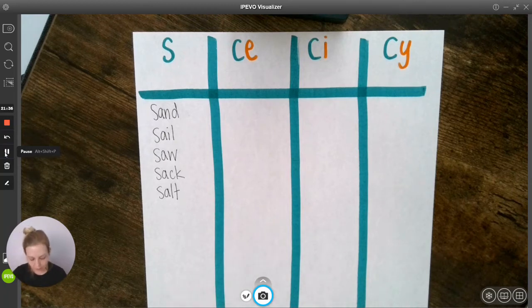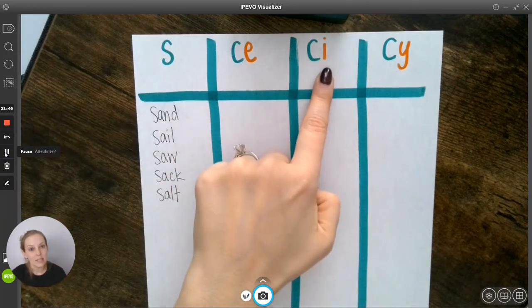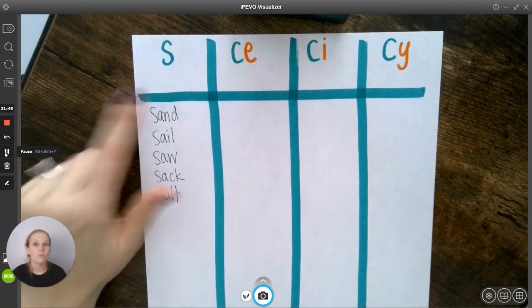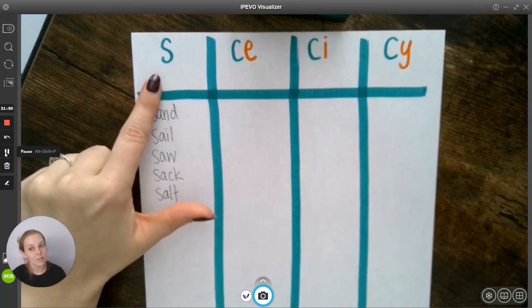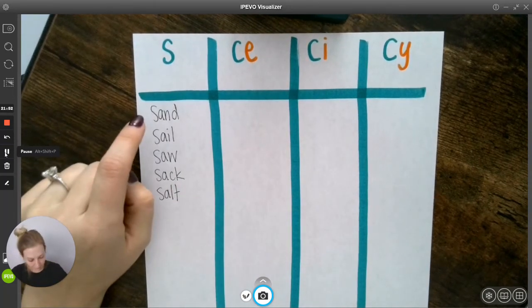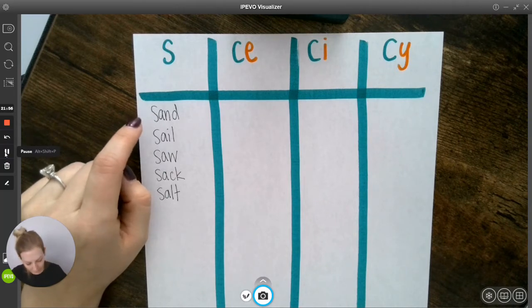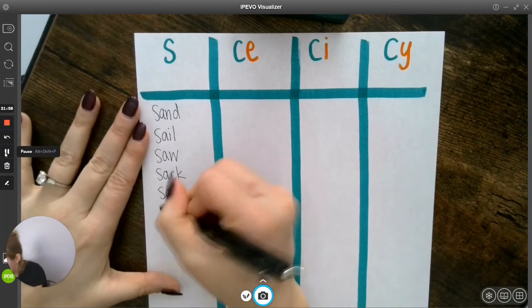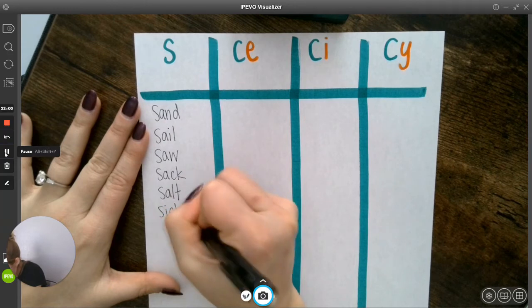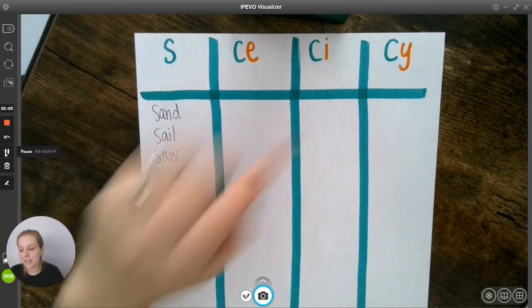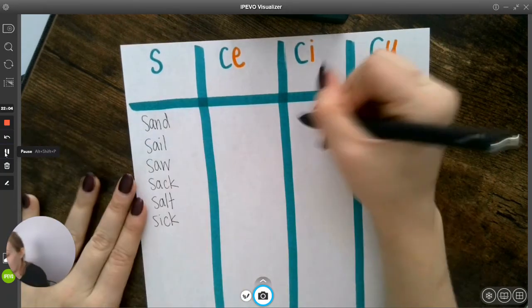So, each of these words use I, E, or Y. So, because of that, it can be spelled with a C or with an S. Sometimes they are spelled with an S. So, let's write those down. We have sick belongs here. Cinema is over here.